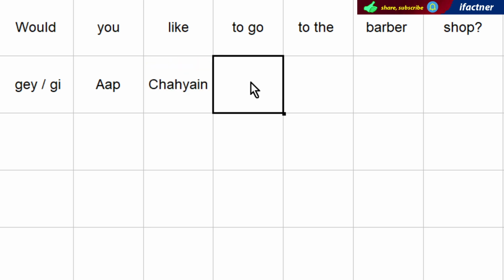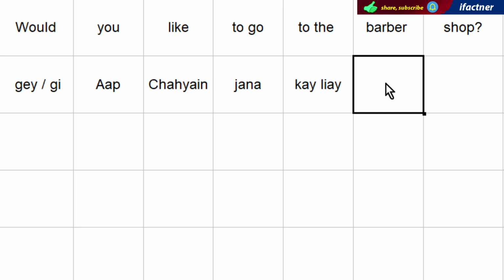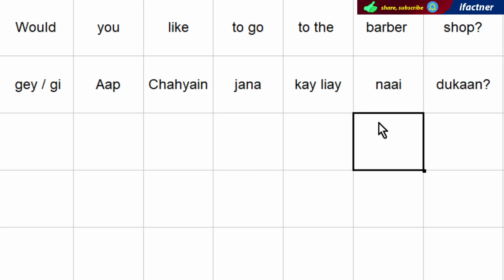To go means जाना. To the is के लिए या की तरफ. Barber is नाई and shop is दुकान. Now, there is a difference between a barber shop and a hair salon. Barber shop is a shop where we get our hair cut, especially for men only. And hair salon is a hi-fi shop where men and women can get their hair trimmed and get other services as well.